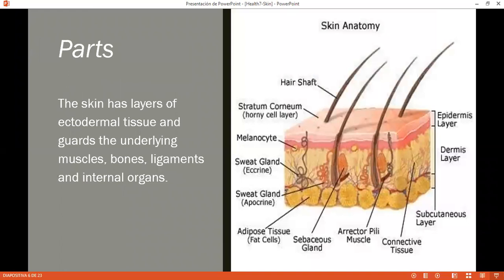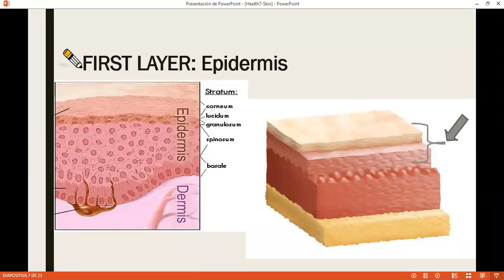The parts of the skin are many, but it's divided into three big pieces: the epidermis, the dermis, and the subcutaneous layer. The first layer, which is the epidermis, is divided in two pieces: the stratum and then the cornea.